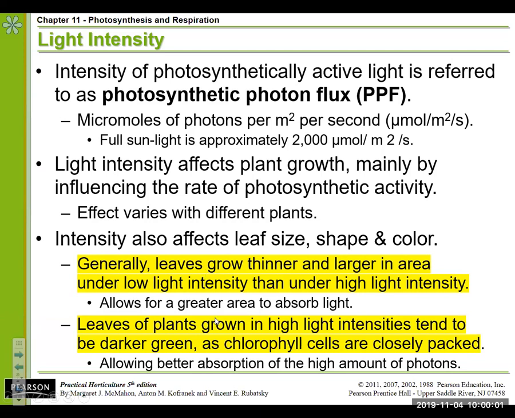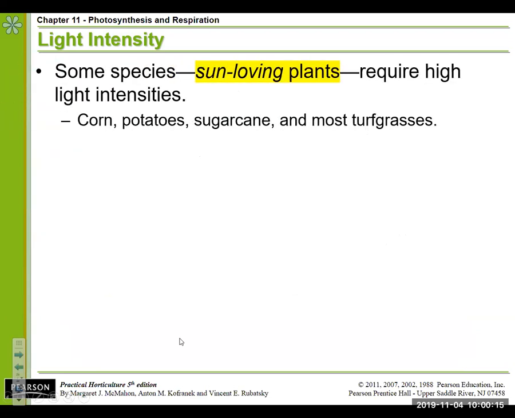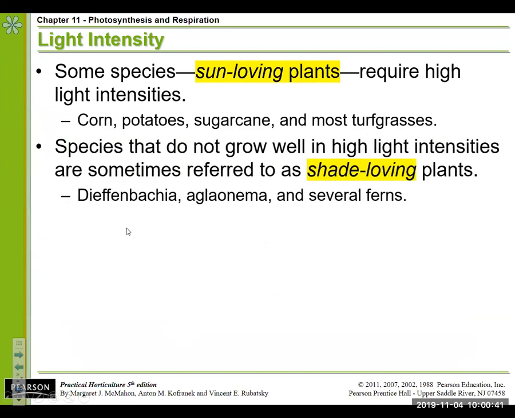In high light intensities, we have darker green leaves as well because those chlorophyll cells are being closely packed, which allows better absorption of that light and more efficient use of that light. So if we have sun-loving plants, kind of evolved to growing out in open, often things like grasslands or higher elevations where you don't have as much tree cover, they, as a rule, require high light intensity. So corn, for instance, potatoes, sugarcane, most of our turf grasses.